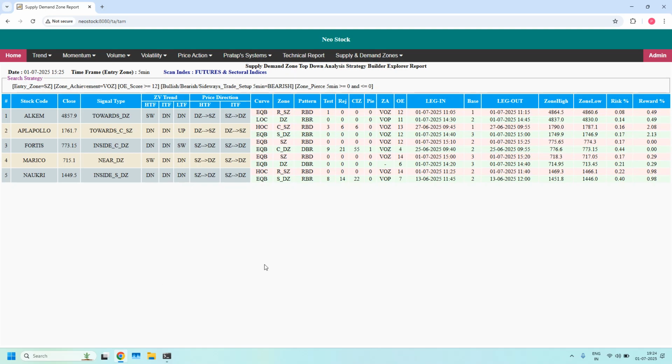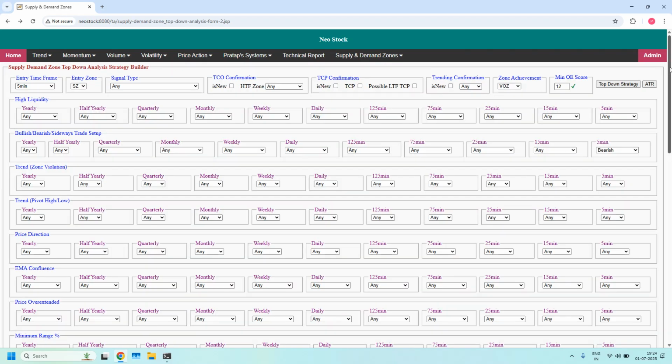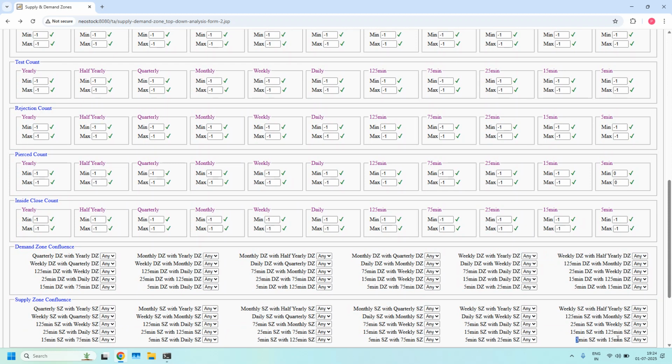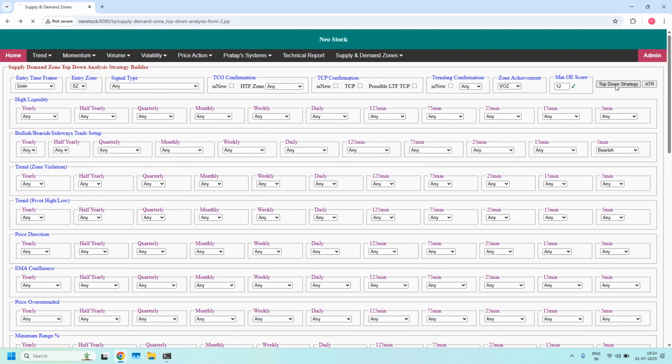In all the 5 stocks, these 5 minute supply zones are supporting a bearish trade setup for hourly income trade. Out of these 5, any high probability trade setup supported zones, let us verify. First filter is 5 minutes and 15 minutes supply zone confluence. I am enabling the filter. Let's verify how many are there.